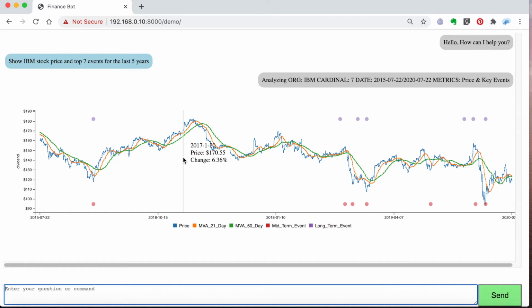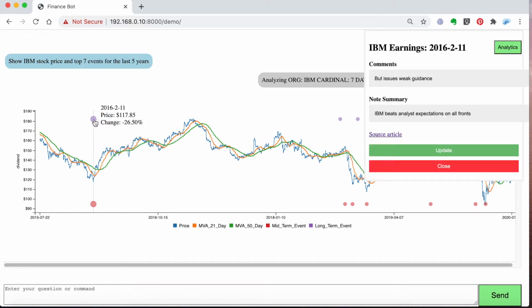And so if I go into this chart and I click on the first event, it says that IBM beat analyst expectations on all fronts. The price was initially going down, and then once that event happens, the stock price keeps going up. But IBM does issue some weak guidance.